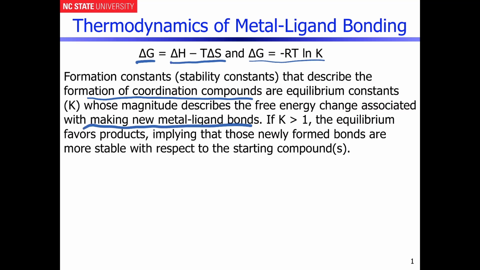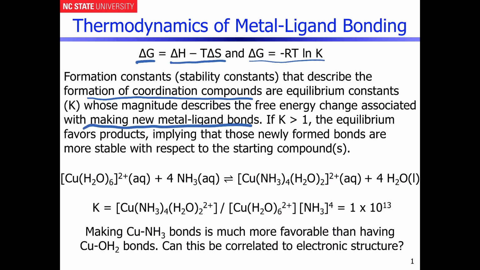So the typical approach is if the K value for the equilibrium constant is much greater than 1, the equilibrium is favoring the product formation. And that's really implying that the newly formed compounds are more stable with respect to the starting materials. So a typical reaction is represented here. Here we have the hexaaqua complex of copper 2+, and that's reacting with 4 equivalents of NH3, so we're going to make the ammine complex.